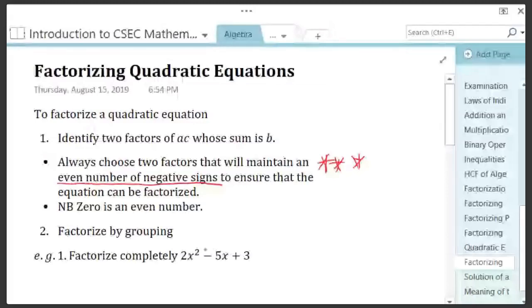And so when you choose the factors, what you do is apply what we learned last class in factorizing by grouping, and we use factorizing by grouping to finish. So let me demonstrate how this is done.